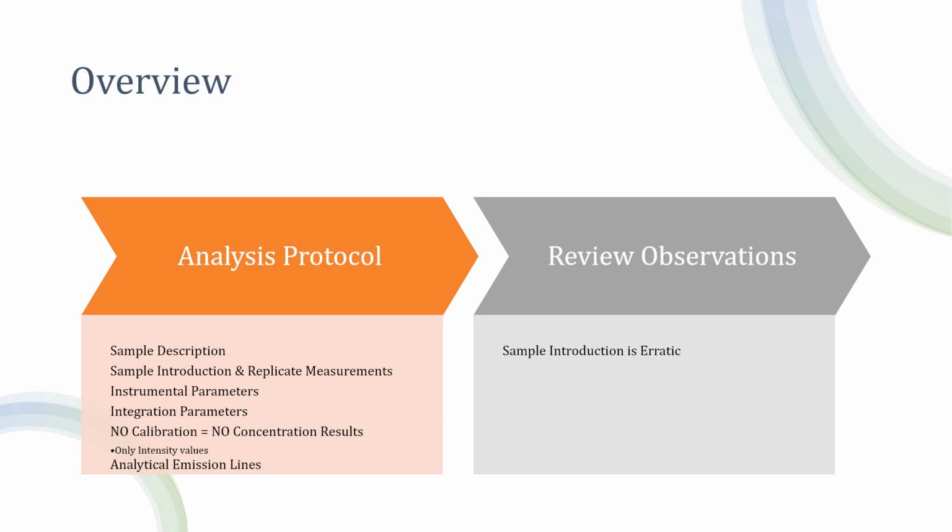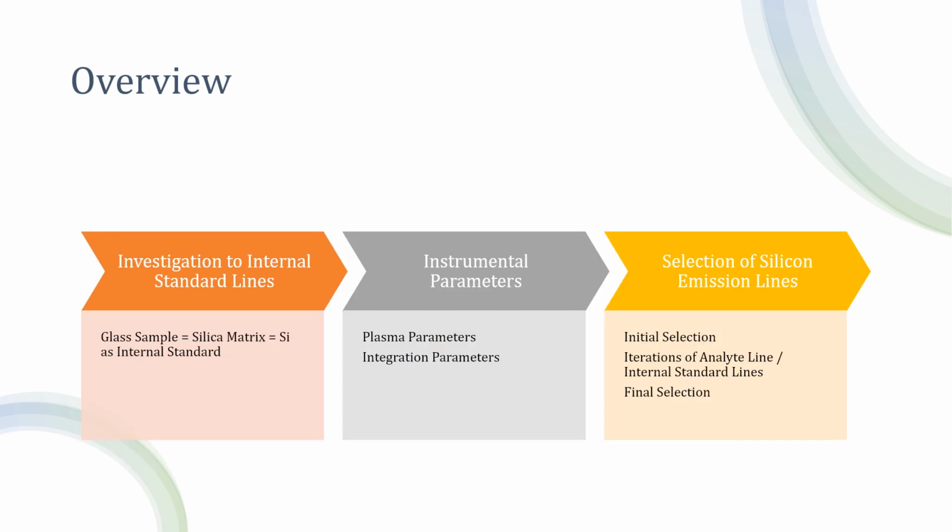Bit of a review. Previously we understood that the sample introduction was a little bit erratic. We'll also look at the investigation into the internal standard lines. It was a glass matrix, so we'll look at the silicon as an internal standard. The instrument parameters, the plasma, as well as the integration parameters, and then the selection of silicon emission lines. The initial selection, iteration of analyte to internal standard line ratios, as well as the final selection.